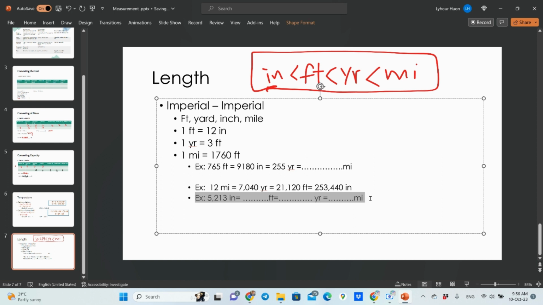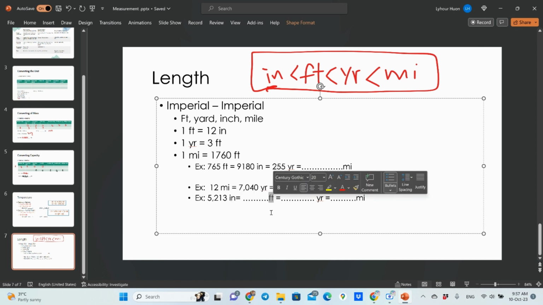Okay, so last one. This is from inch to feet, and then to yards, and then to miles. Oh, this is tough. Inch to feet, feet to yard, yard to miles. Wait, what am I doing? Yes, the last one. 5,213 inches goes to feet, and then converts to yard, and then converts to miles. Wow. Into feet, feet to yards, into miles. 5,213 into feet.